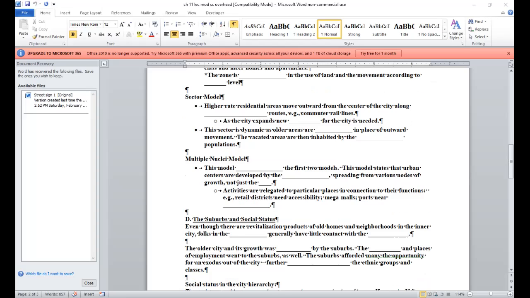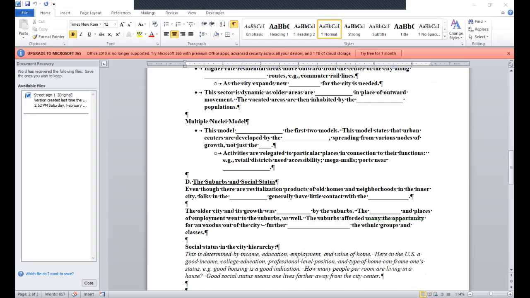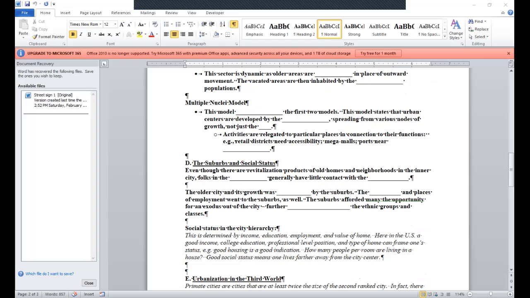And then thirdly, you have your multiple nuclei model. This model contradicts the first two. This model states that the urban centers are developed by the periphery, spreading from various nodes of growth, not just the central business district. So their activities are regulated to particular places in connection to their functions. Could be retail districts that need accessibility, ports near waterfronts.